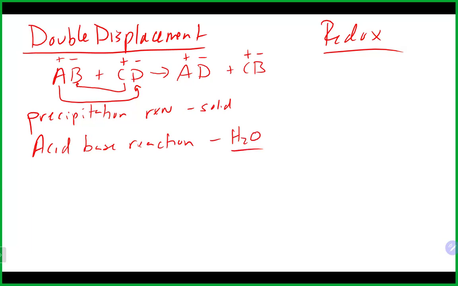And those are really two of the three reasons why a reaction pretty much takes place. As we talked about last time, there's really three reasons. One being a solid is formed, one being you made water. And when we get to our redox here, the third reason a reaction takes place is a transfer of electrons.